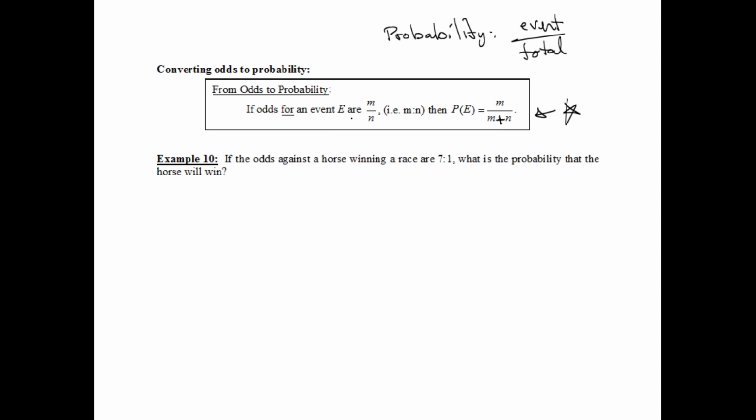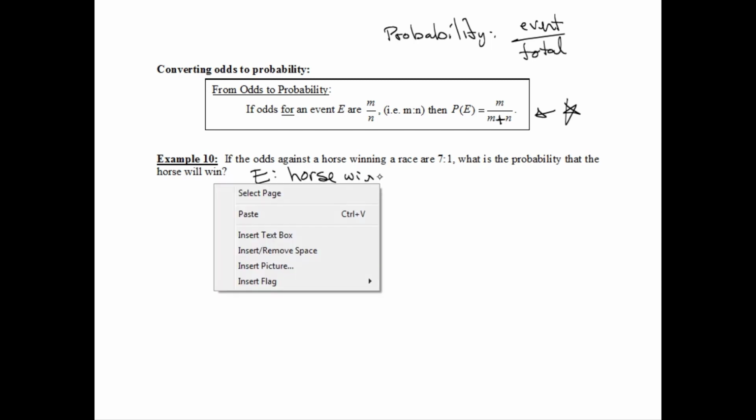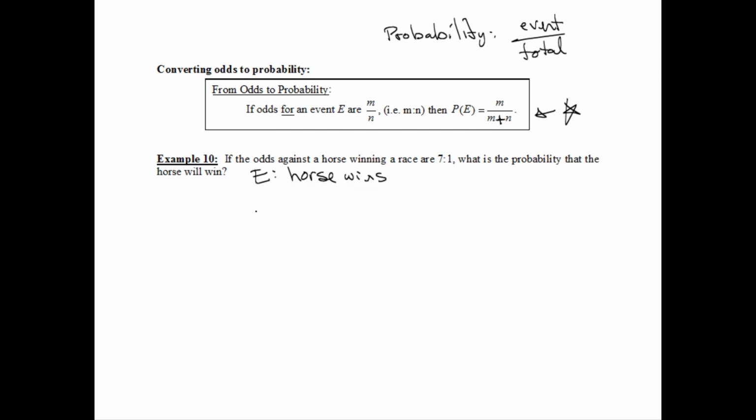Okay, so the odds against the horse winning are 7 to 1. Let E be the event that the horse wins. So the odds against E are 7 to 1. Here, this means that the first number is our complement, so the horse loses. The second number is our event, so the horse wins.